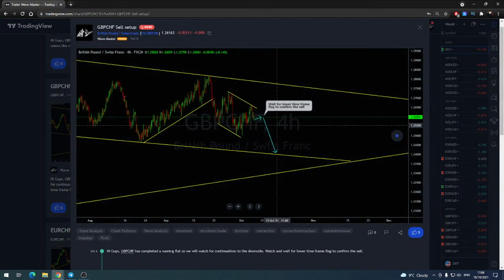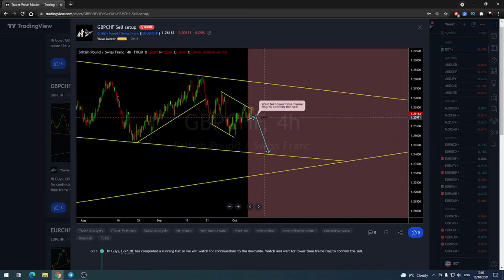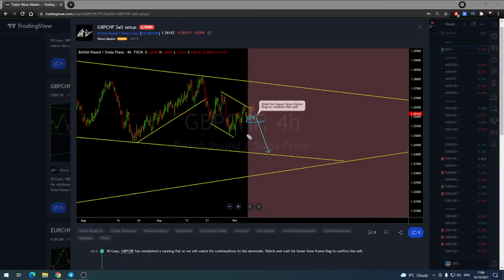Pound Chief, it's still there where it was. Nothing has changed. We didn't get any correction. Nothing is there. No trades are supposed to be triggered. You cannot guess and trigger trades from the top. That makes no sense. Running flat, it's still there. So watch it in the upcoming week for flags and continuation to the downside.